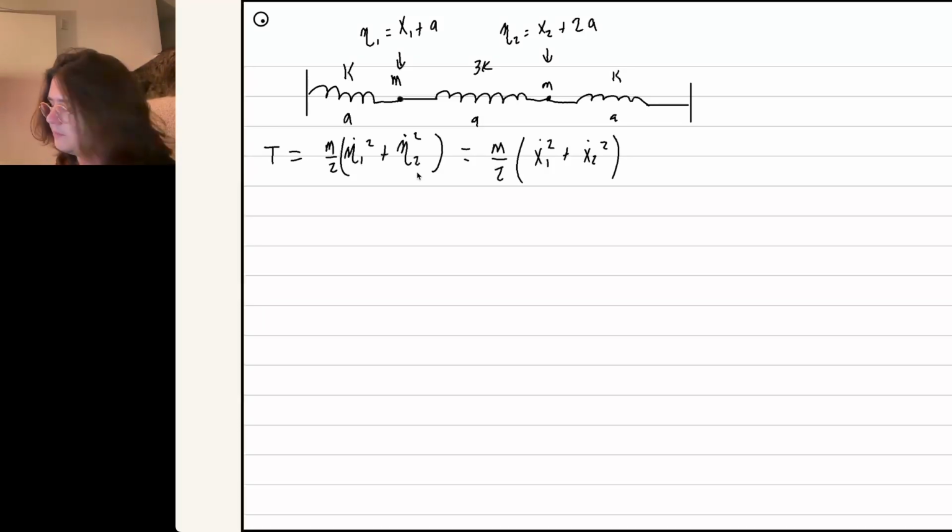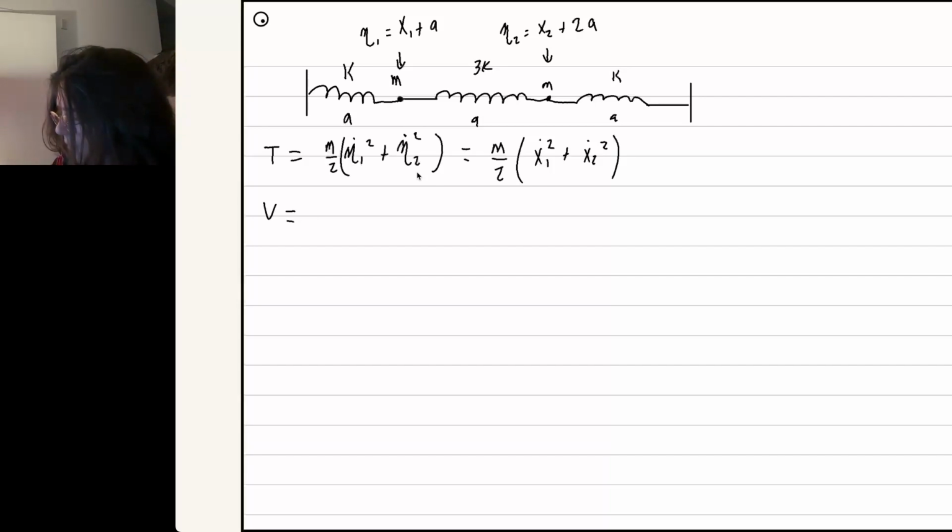So I haven't done much so far. That's what it looks like. So the next bit is to find the potential, which is going to turn out to be kind of obnoxious. This is going to be some spring potentials. So there's actually 3 terms in the potential, right? Because there are 3 springs.